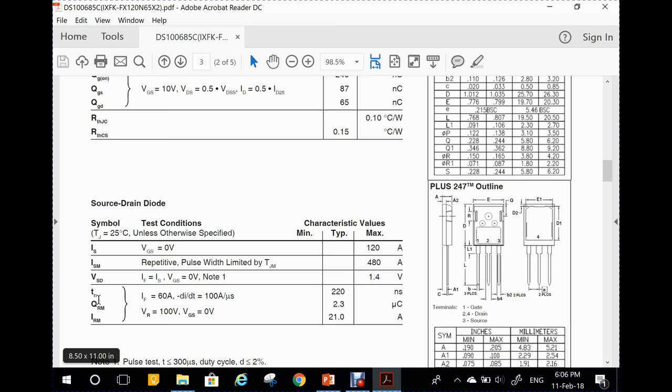Then we have three other parameters which are related to the switching behavior of the diode. One is the TRR, the reverse recovery time, stated as 220 nanoseconds. The charge QRM, which is 2.3 nanocoulomb, and the maximum peak reverse current, which is 21 amp. Now, all these are for some specific operating condition: forward current of 60 amp, di/dt of 100 amp per microsecond, reverse voltage 100 volt, and no voltage supplied to the gate. Now, let's see what all these imply and what the meaning of all these parameters is.